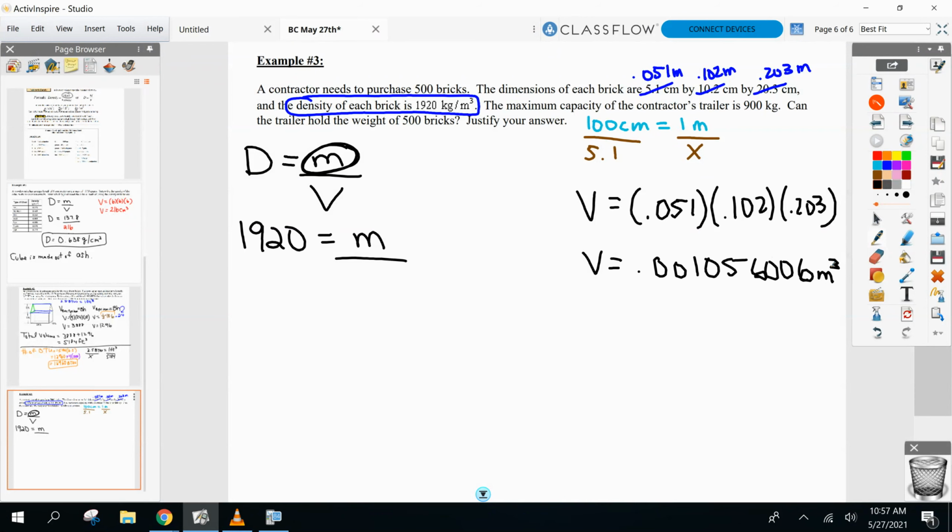All right, so plug that back into your density formula, and let's find the mass of a brick. How are you solving this? 1920 equals m over your volume. Cross multiply, yeah. You can put the 1920 over 1 and cross multiply. Here you go. Here's the weight of a brick.